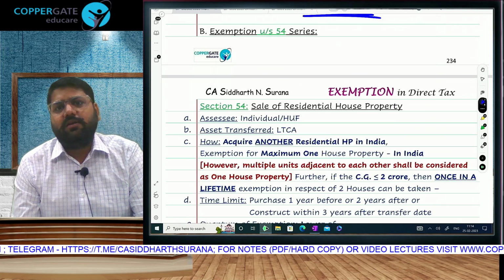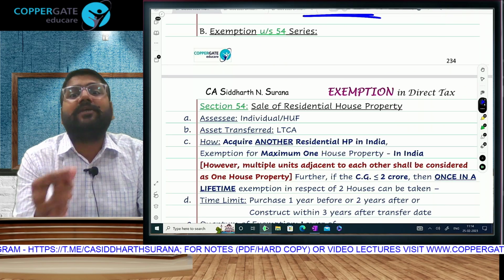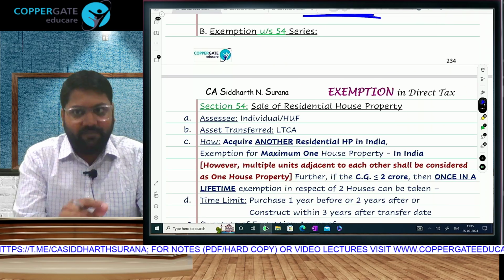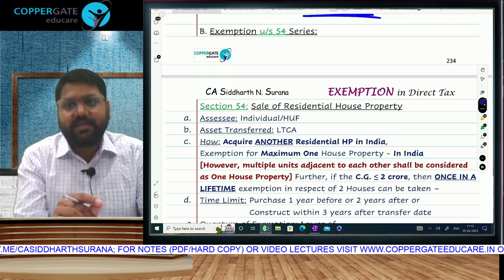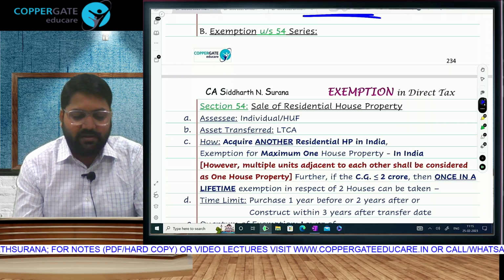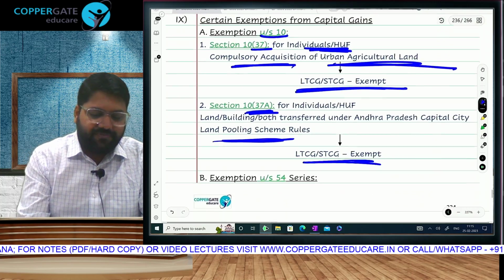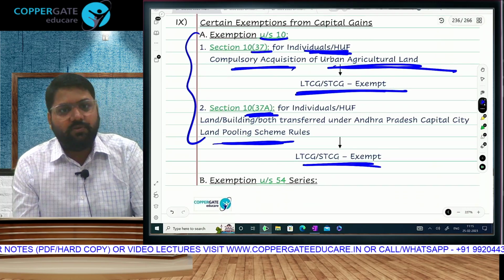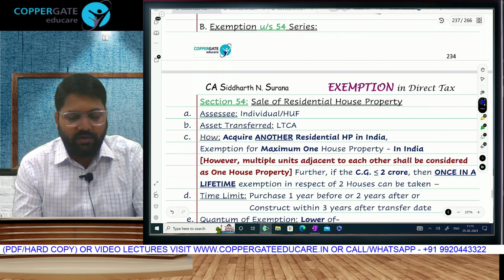Now we have exemption under the 54 series. Here it is called exemption, actually it is deduction, because you have to invest in another asset. Only if you invest in another asset you will get this deduction. If you don't invest, then your capital gain will be taxable. These exemptions of section 10 are always exempt whether you invest or you don't, but here only if you invest.